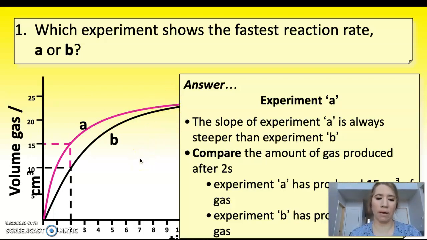Now we can compare values. We can look at 2 seconds. So they both started at 0, which would mean that they're the product, not the reactant. The reactant isn't shown here. At a time of 2 seconds, A has 15 cubic centimeters of gas volume, and then we only have 10 cubic centimeters for B.